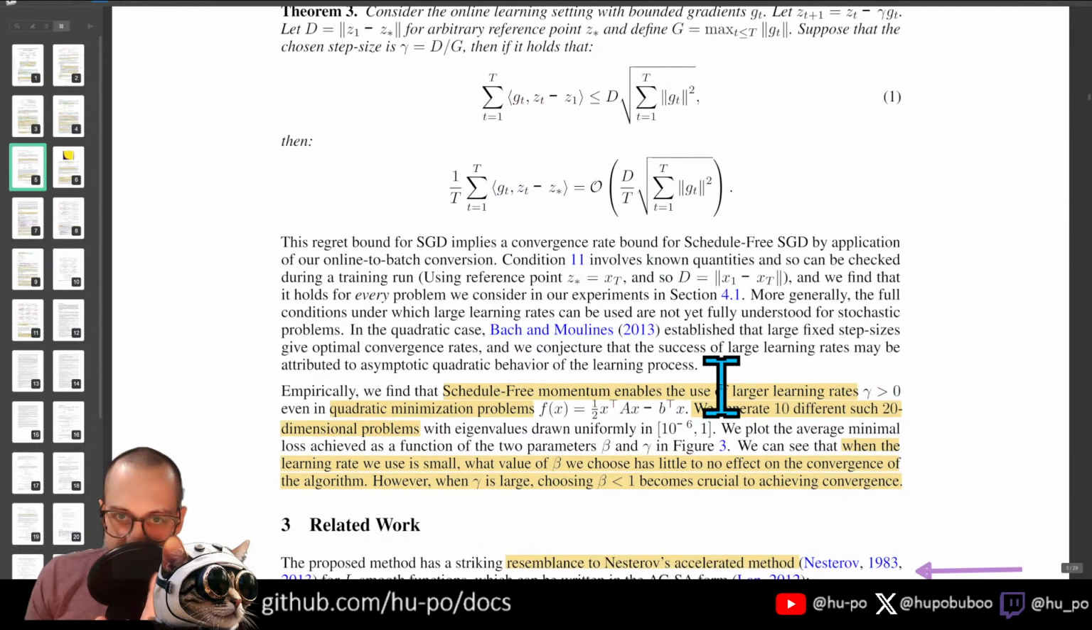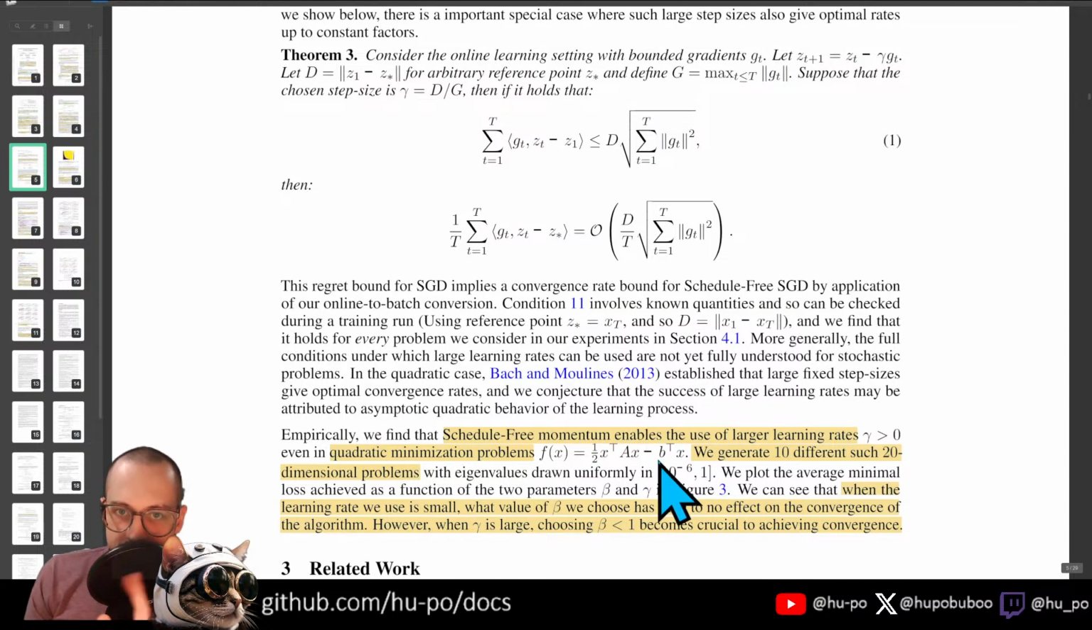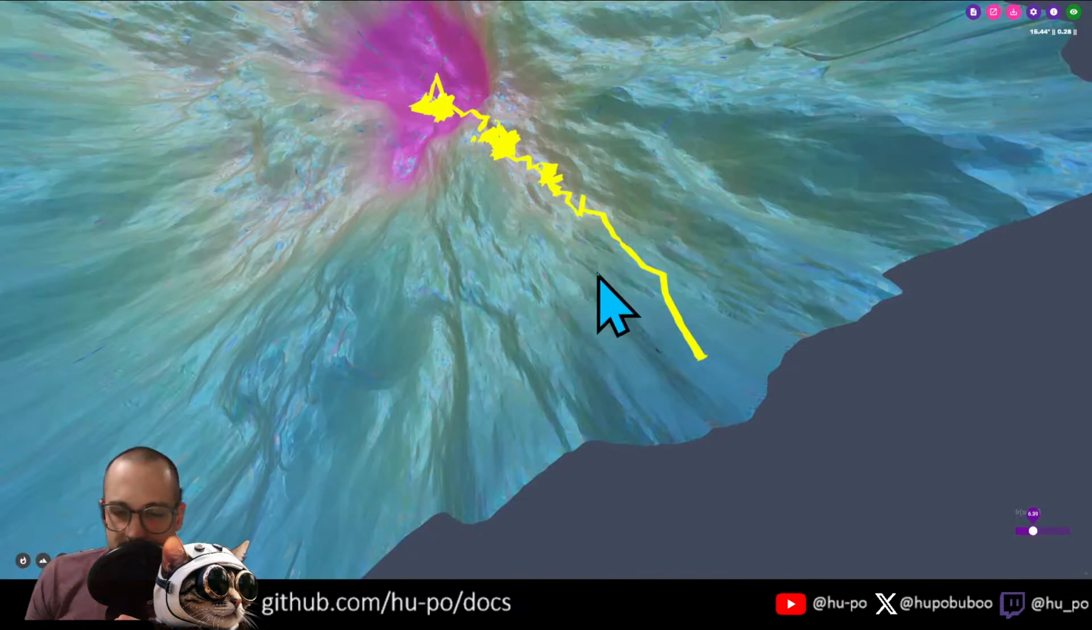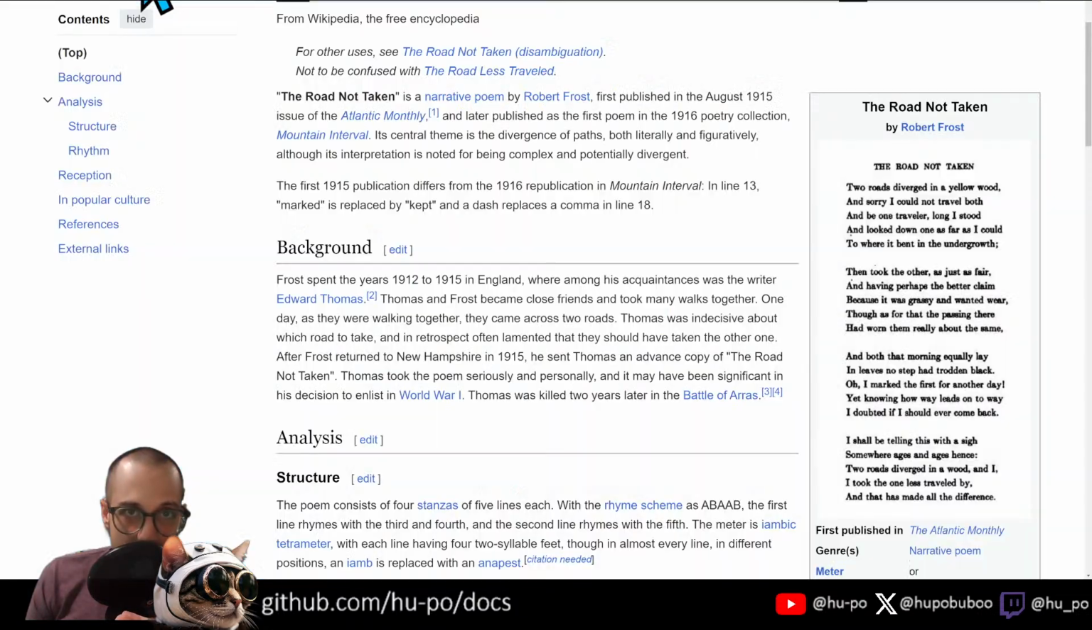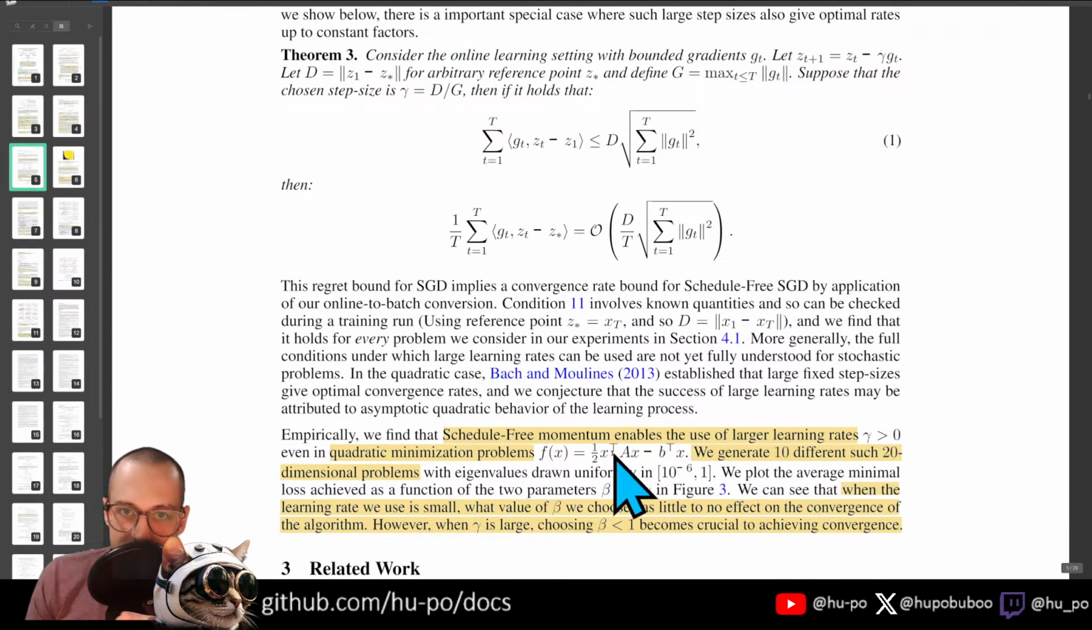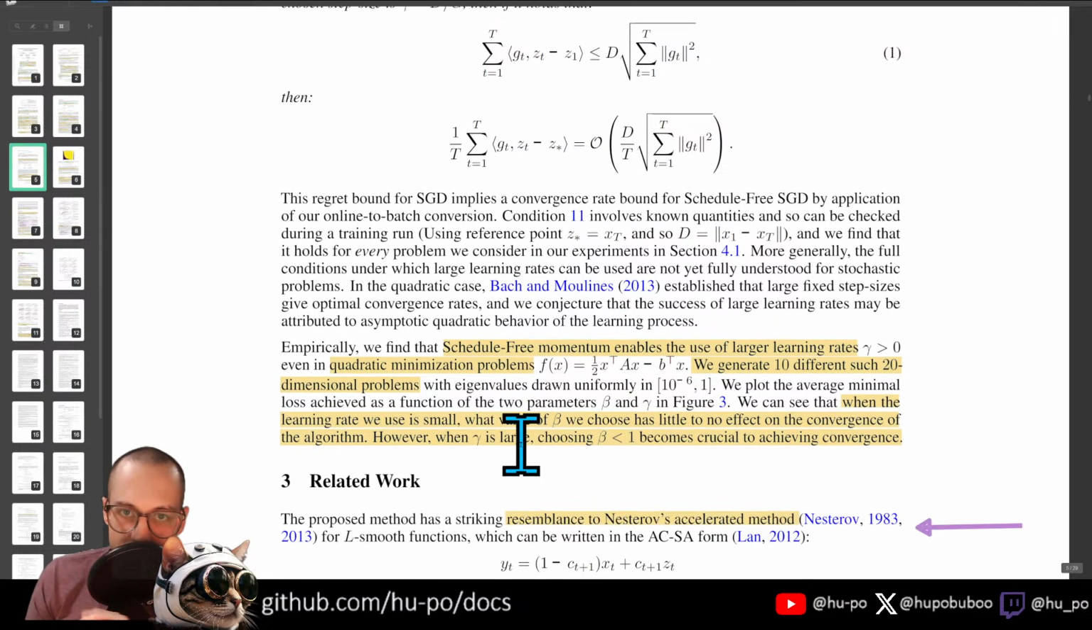Schedule-free momentum enables the use of large learning rates, and they show this on some quadratic minimization problems, which are kind of toy problems. Obviously, we generate 10 different such 20-dimensional problems, so 20-dimensional quadratic optimization problems. So this is not quite quadratic, but this is a 2-dimensional problem. So now imagine a 20-dimensional problem where you're trying to find the minimum of this function, some quadratic function. They generate some arbitrary problems of these.